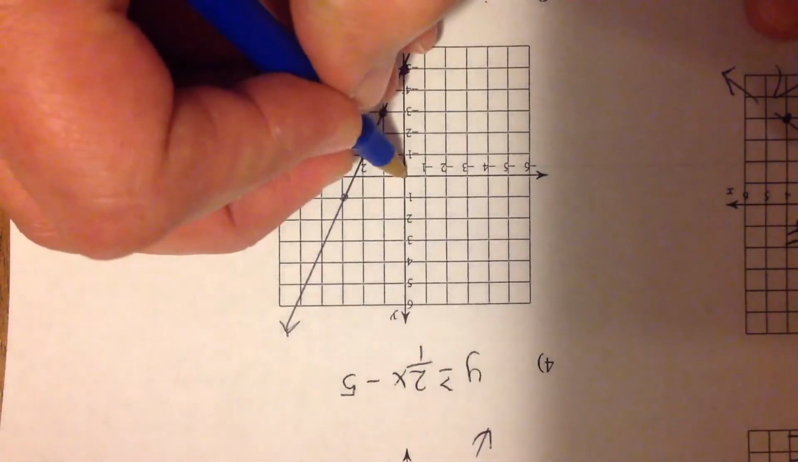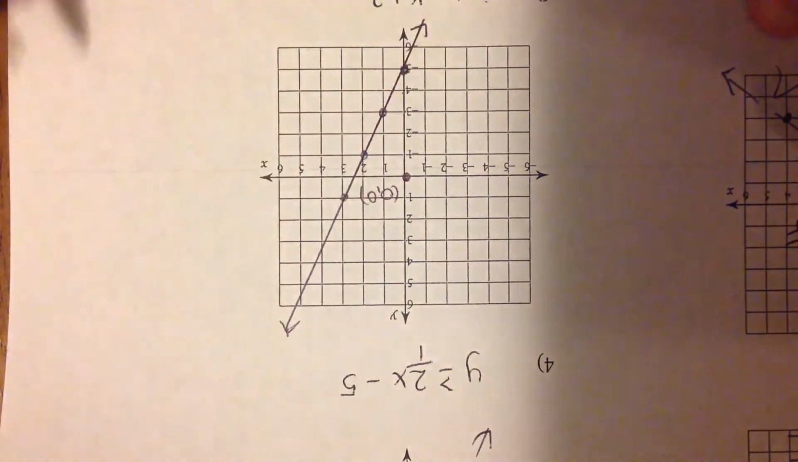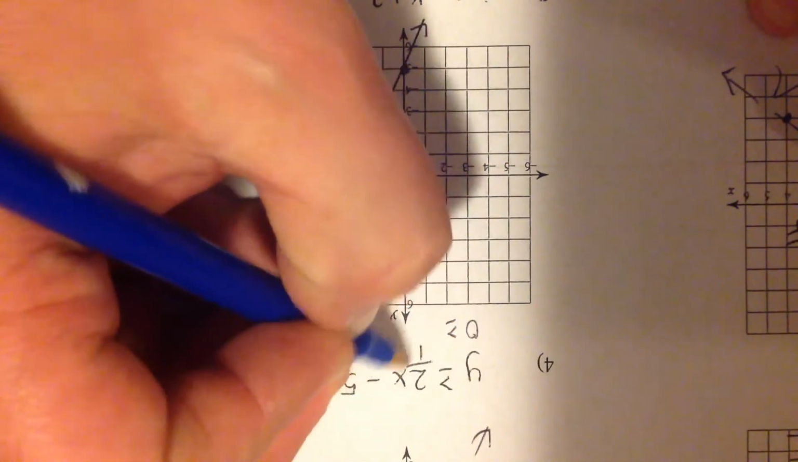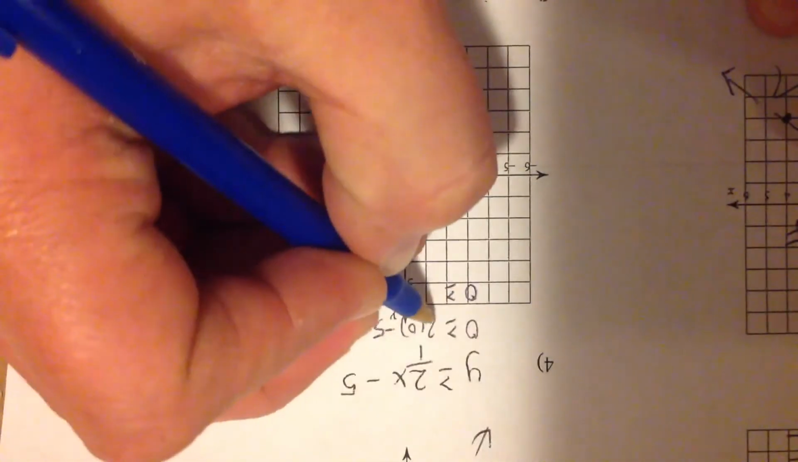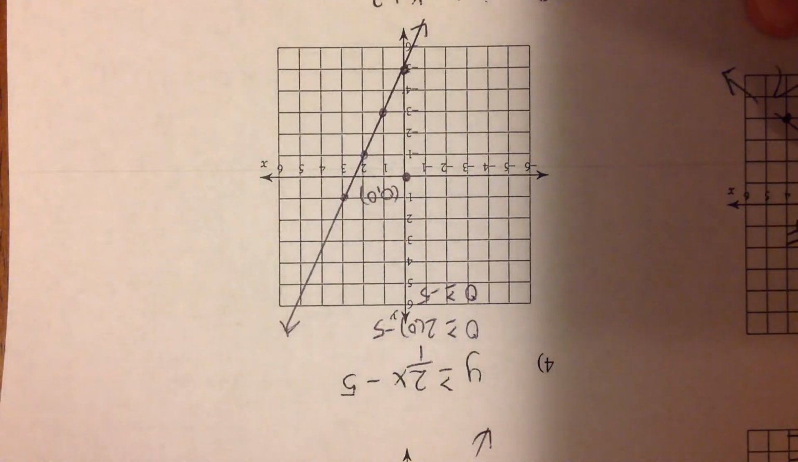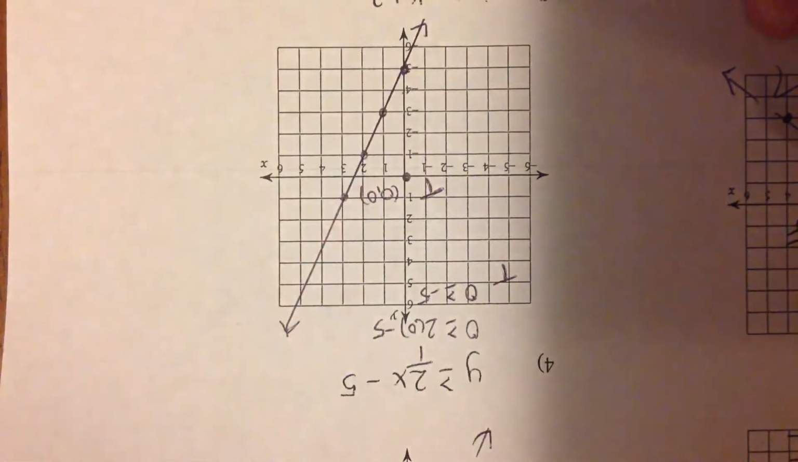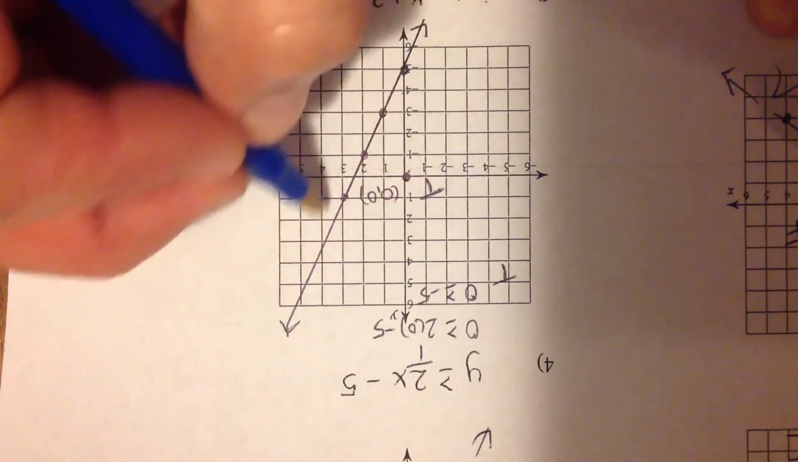Alright, we can test 0, 0 because it is not on the boundary line. So we'll test 0, 0 to see if it's true. I have 0 greater than or equal to 2 times 0 minus 5. So the question is, 2 times 0 is 0, 0 minus 5 is negative 5. Is 0 greater than or equal to negative 5? That is true. This point right here is true. So since this point is true, everything on this side of the line will be true.